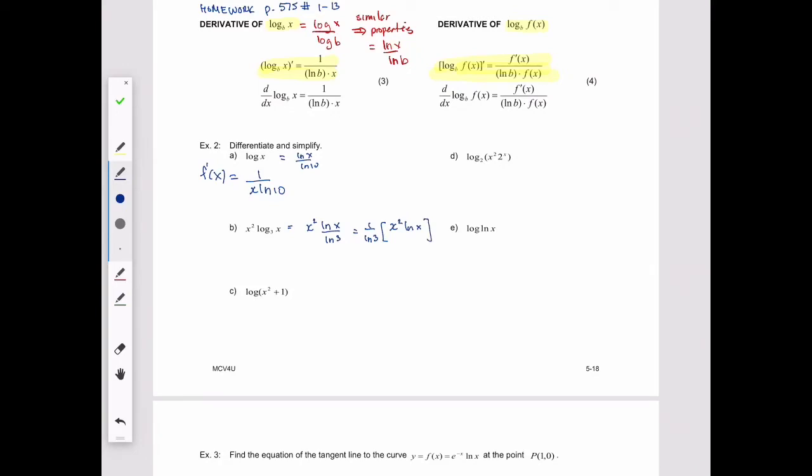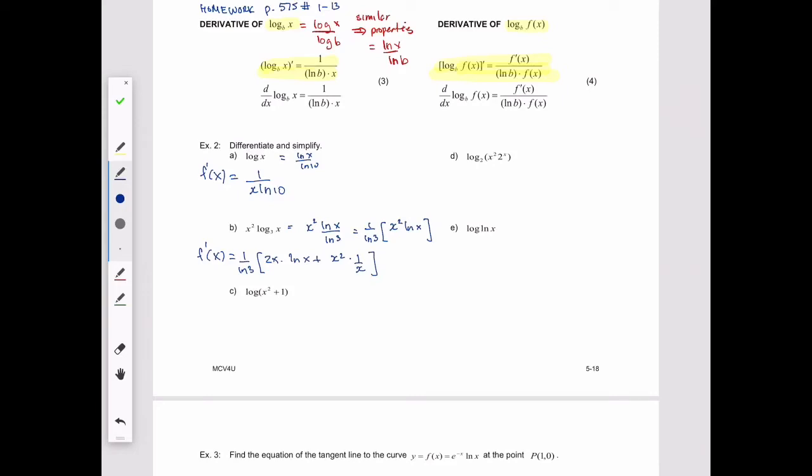So if I take its derivative, what's going to happen is I have the constant I can take out. Right? I have the 1 over the ln of 3. And now I can take the derivative of x squared, which is 2x, times ln of x, plus x squared times 1 over x. And we've seen that before.